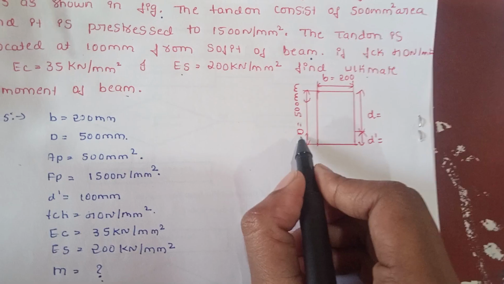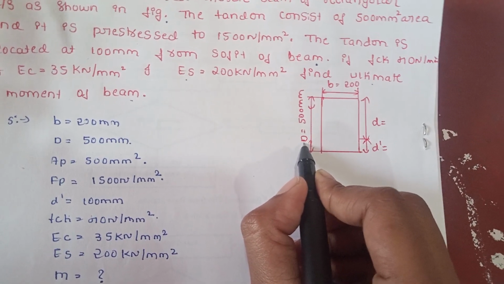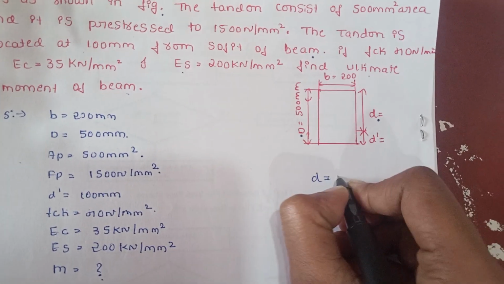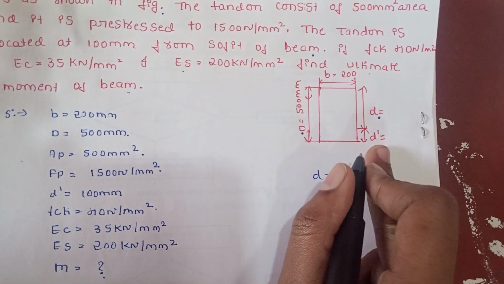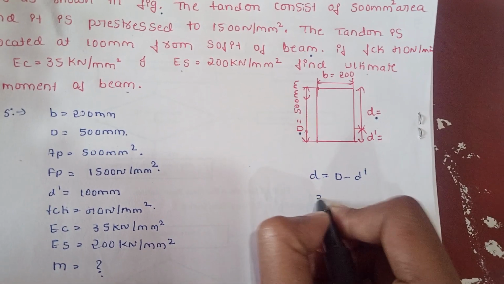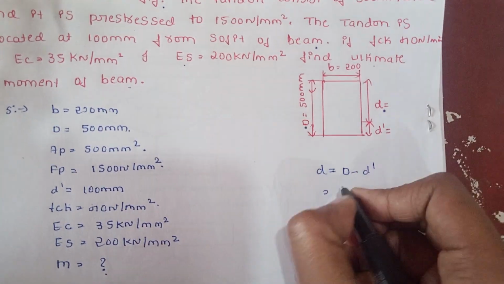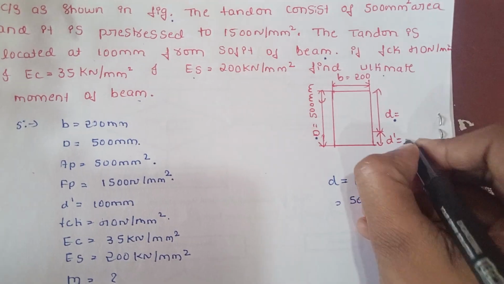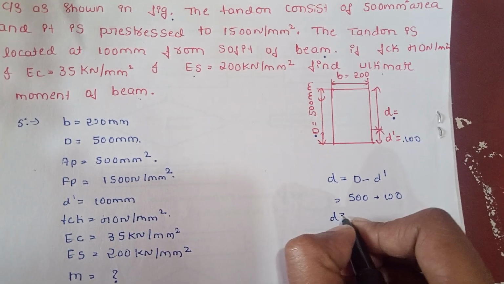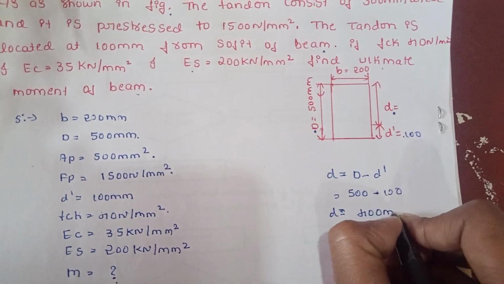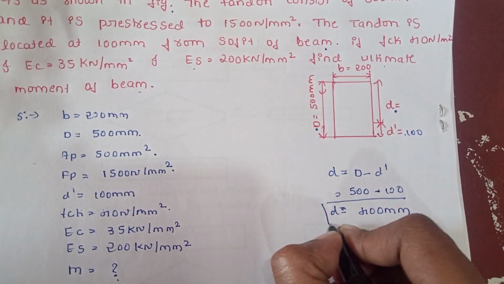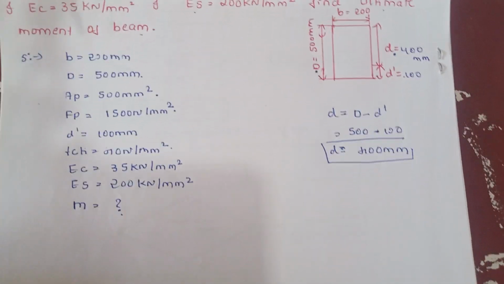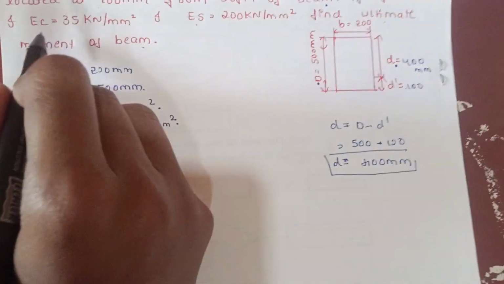In this figure we know the overall depth capital D, but we don't know the effective depth small d. Small d equal to capital D minus D dash. Capital D is 500 mm minus D dash equal to 100 mm. We got small d as 400 mm. Find the ultimate moment of the beam.